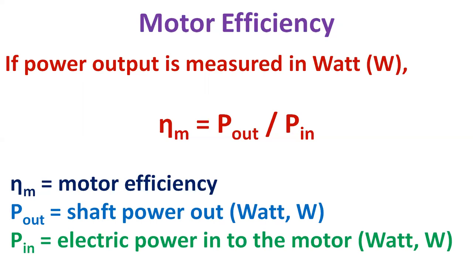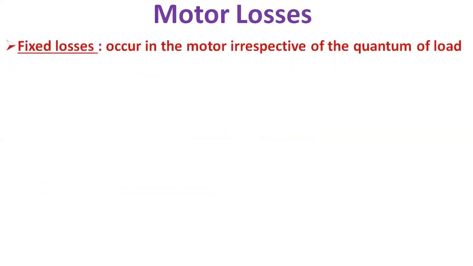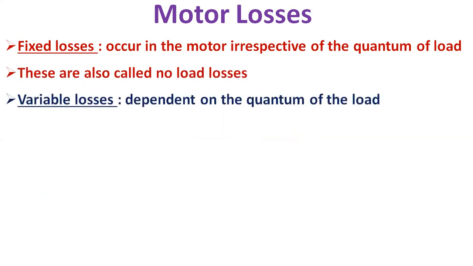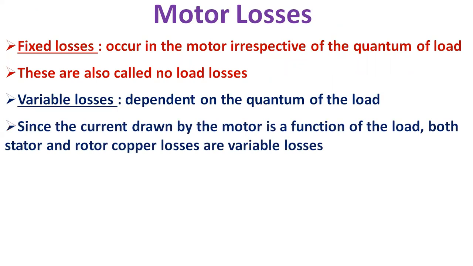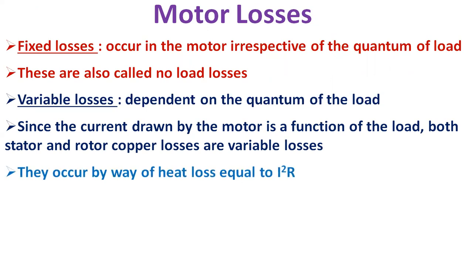Thus, if one can concentrate on assessing losses and trying to reduce them, then efficiency can be increased. Hence, it is pertinent to study what losses do occur in a motor. The losses can generally be classified into 2 categories, fixed losses and variable losses. Fixed losses are those which occur in the motor irrespective of the quantum of load. These are called no-load losses. Then variable losses are those which are dependent on the quantum of load.